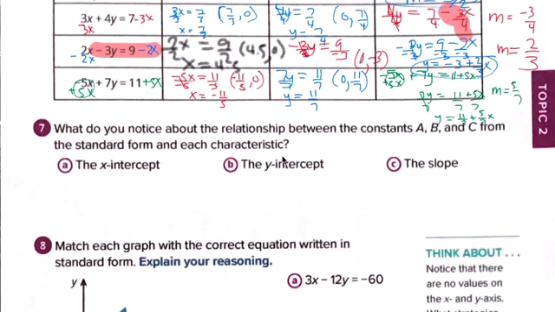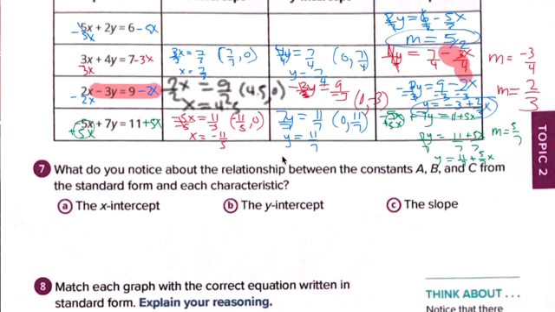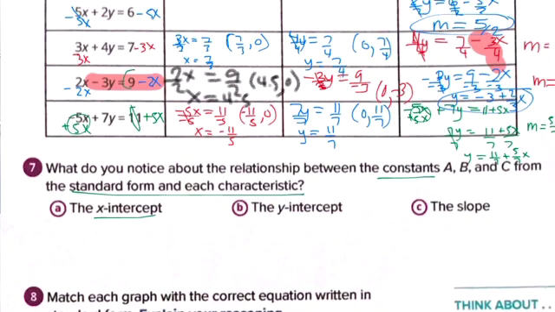What do you notice about the relationship between constants a, b, and c from the standard form and each characteristic? Okay, the x-intercept. It's a trick question. So we do not know the answer as well. Let's see. What do you notice about the constants? The constant is only c here. This 9. I like this one. That's 11. That's 9. That's 7. Those are the constants. Relation between a, b, and c.